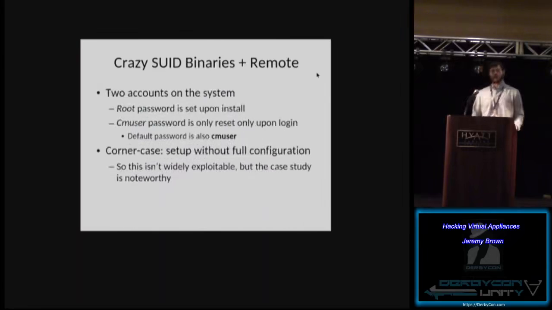There are two accounts on this system: a root password that is set up on install, and a cmuser password that is only reset upon login. Take a second to digest that. The cmuser password is only reset upon login. By default, the password is cmuser. You may say, well, it's not really a bug because as soon as we log in, I'm going to set it to something else. Well, what if you never log in? What if you just set up the virtual appliance and you're like, yeah, I'll take care of this later? What if you never use the cmuser account? Maybe you just use the root account. So, not widely exploitable, but I think worth a case study.